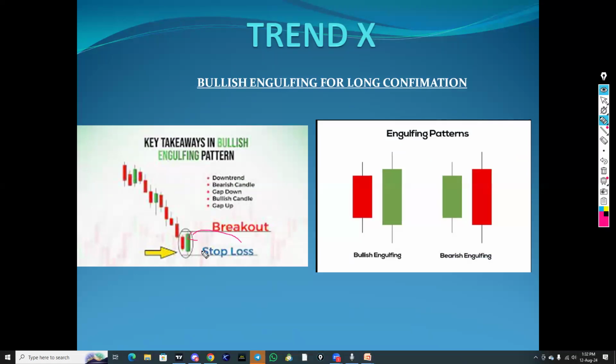Now we have different types of bullish engulf in the market. We have some 2-3 different candles. So exactly we don't see these candles there. Sometimes we'll see the body will cover like this. This is also a bullish engulf. I'll just quickly show you in a real market.